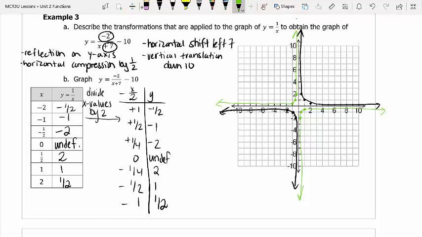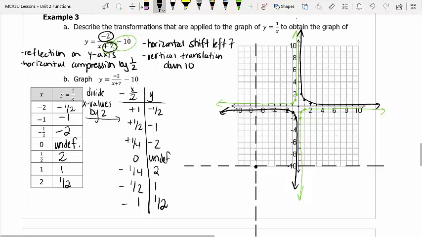Now, we need to move that green graph to the left 7 and down 10. So the first thing I'm going to do is move my origin so I can move my vertical and horizontal asymptotes. Okay, now using those asymptotes as my guide, I'm going to move the green graph to the left 7 and down 10. Okay, so that red graph is finally transformed.